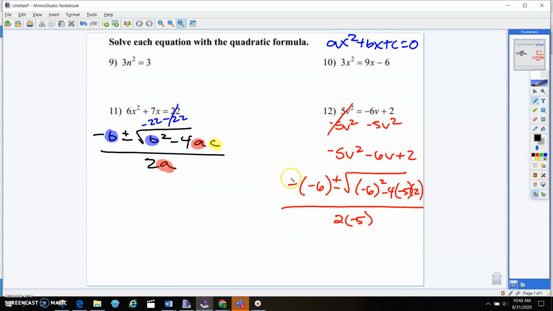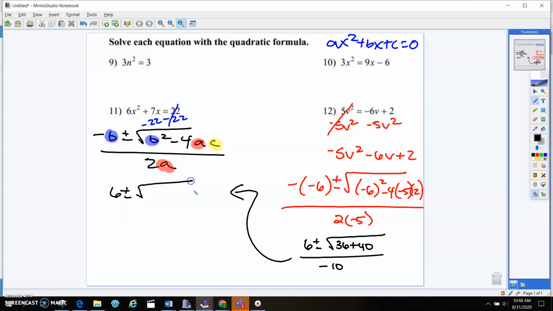Okay, so now I'm going to simplify what's on the outside, the inside, and the denominator. So on the outside, I'm going to have +6. Underneath the radical, I'm going to have +36. And then I'm going to take -4 times -5 times 2. So that's going to give me +40, all over -10. Okay, so now we're going to simplify what's under here. So that's going to give us 6 plus or minus the square root of 76 divided by -10. And with this negative, we're going to take this guy and actually pull him out to the front, because otherwise this looks real awkward. So we're going to make this -6.